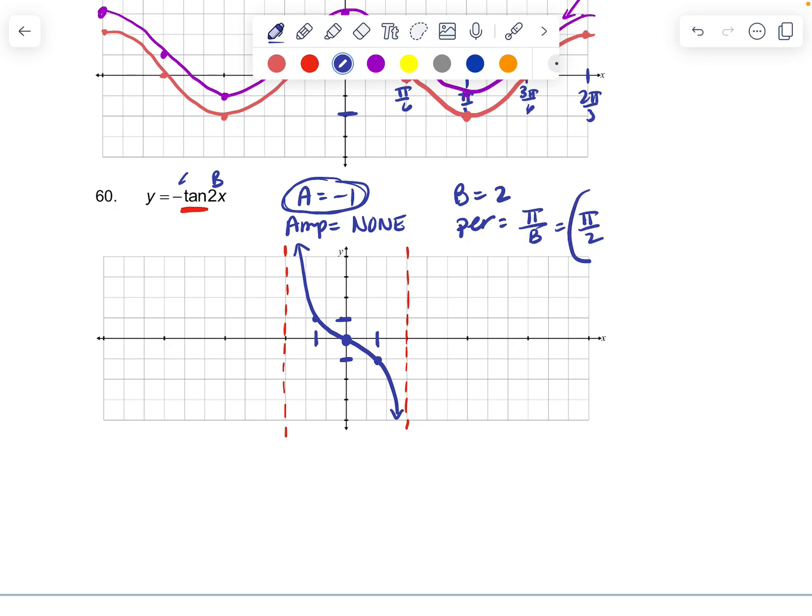It's this period. The period is pi over 2. That means the distance from here to here is pi over 2. So what would the distance of only halfway be? What do you guys think? What's half of pi over 2? Very good. It's pi over 4. So this would be pi over 4, and this would be negative pi over 4. All right, and there's your graph.